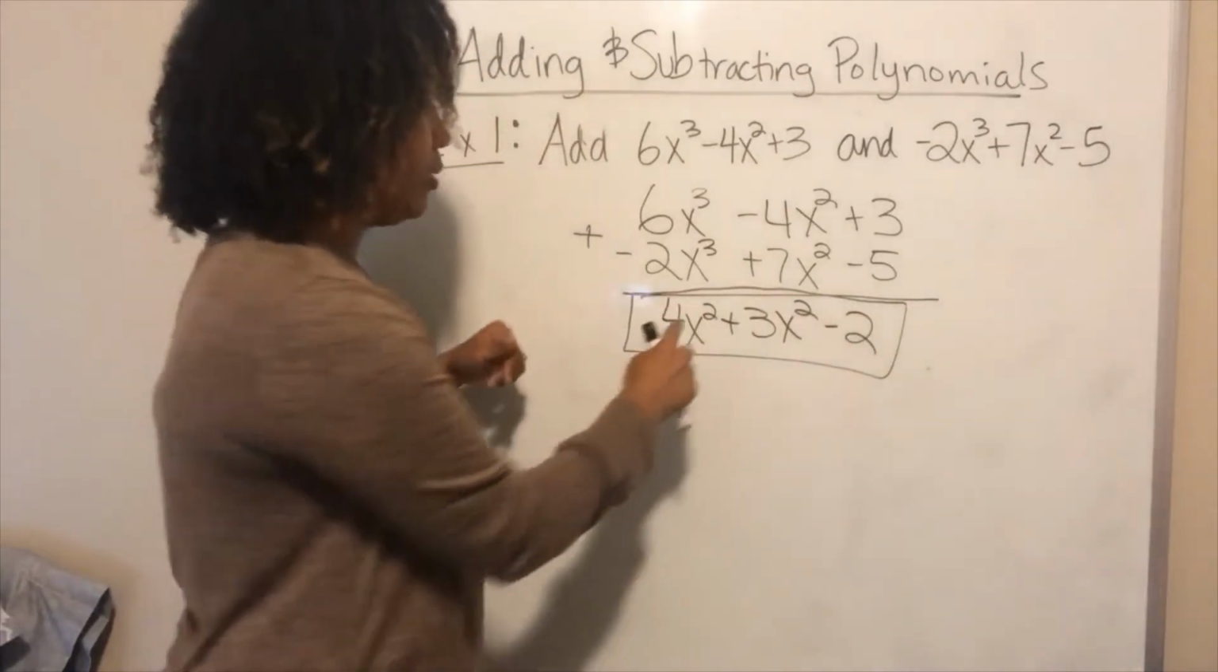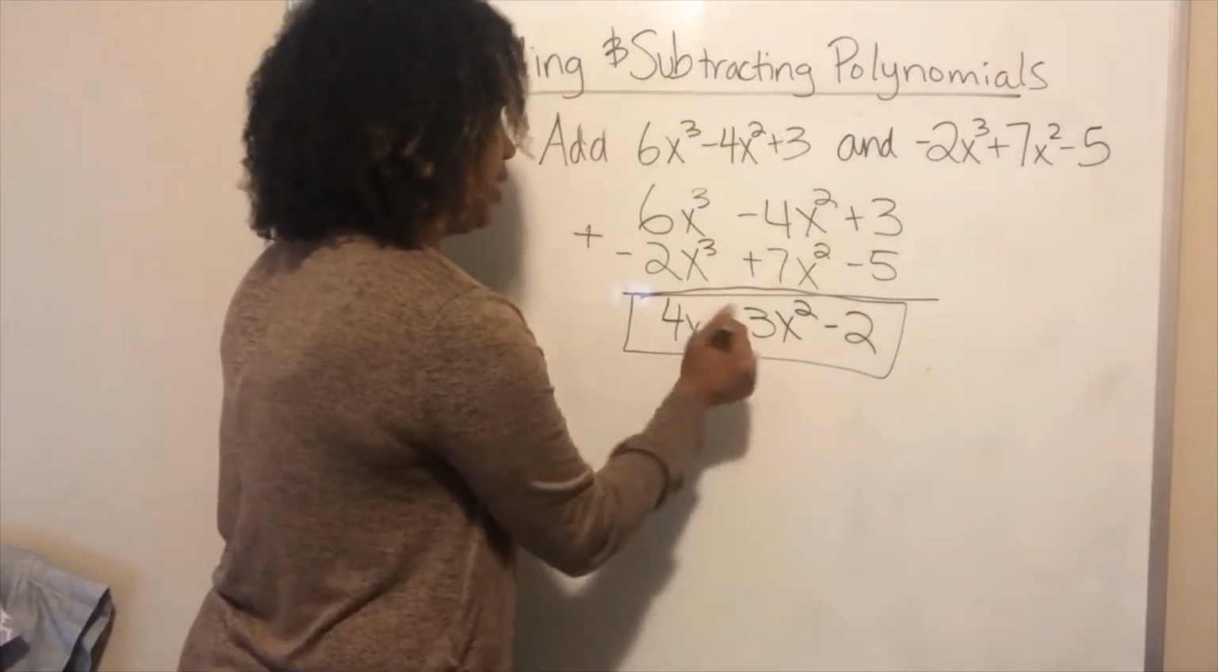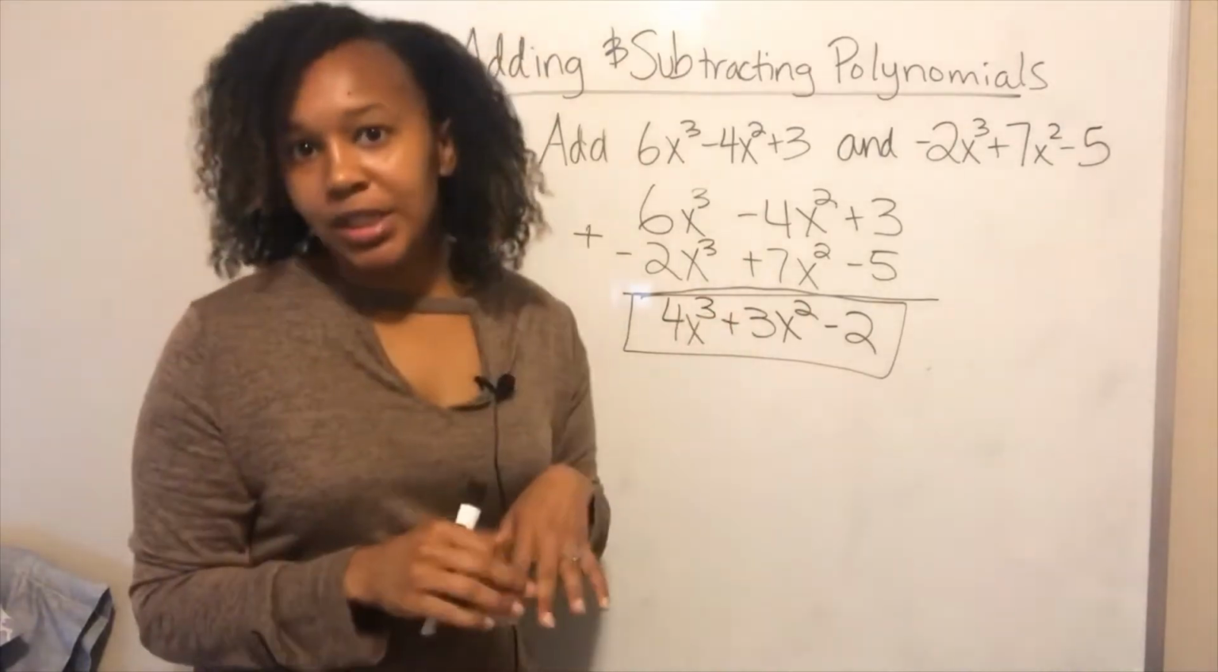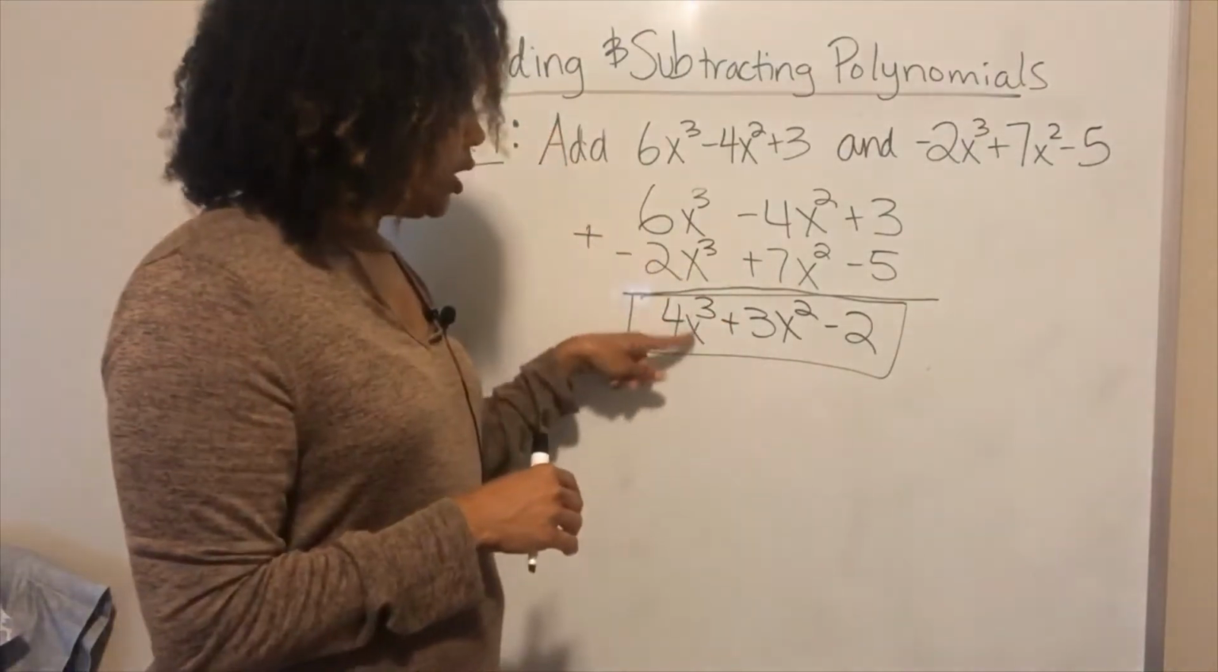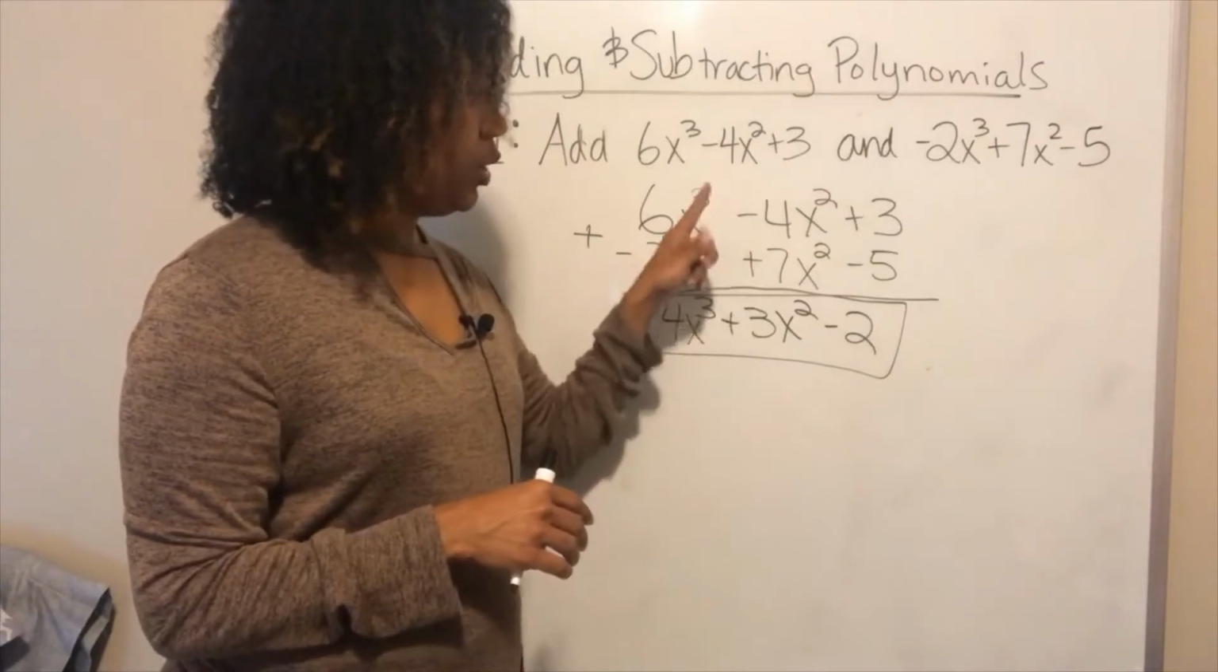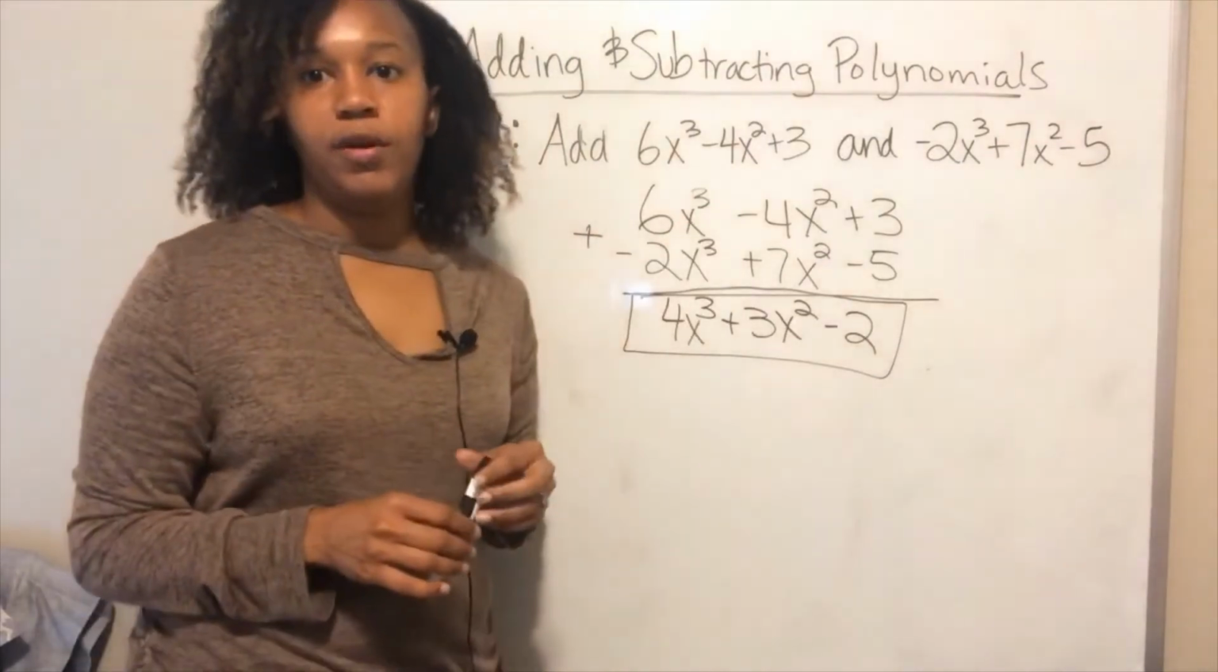4x. I keep writing the wrong exponent. This should be to the third. I don't know why I wrote to the second, but this should be 4x to the third plus 3x squared minus 2. That will be your final solution.